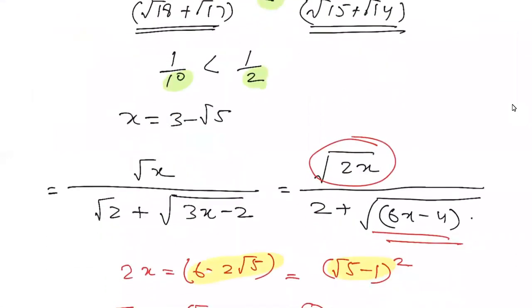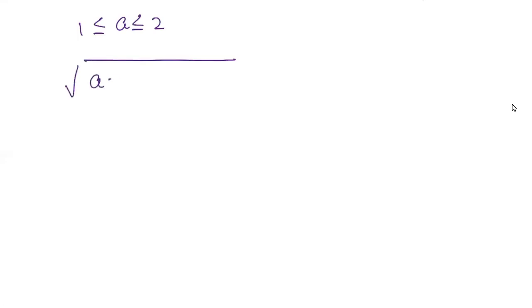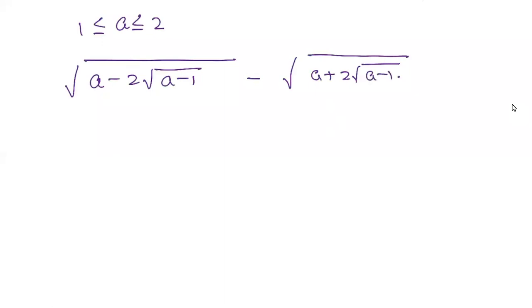I guess it's in the further one, the a minus 2 root one. That is a question. A lies between 1 to 2. Find a minus twice of under root a minus 1 minus under root of a plus twice of under root of a minus 1. Right? How to get this? It's a beautiful question.